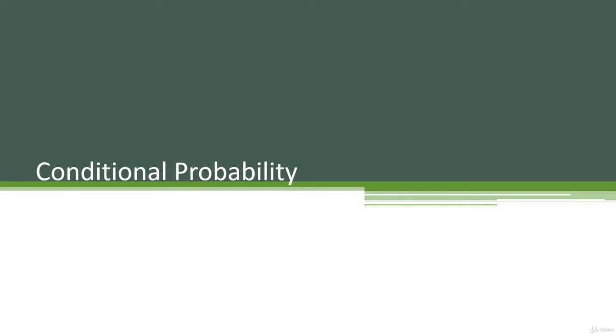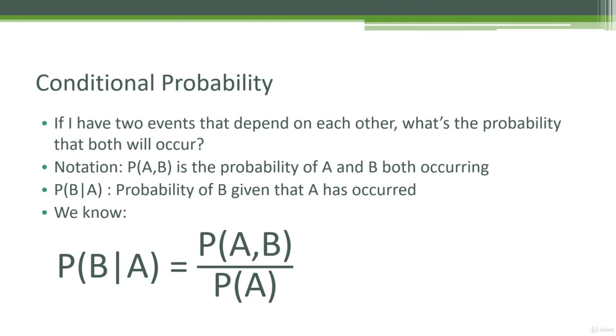Let's talk about conditional probability. Again, simple concept, but the notation can trip you up sometimes. So let's just dive into what that notation is and what it means. Now, the basic concept of conditional probability is that if I have two events that depend on each other, I can make a statement about the probability of that second event occurring given that the first event occurred.